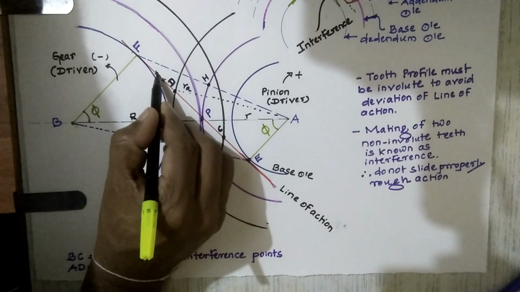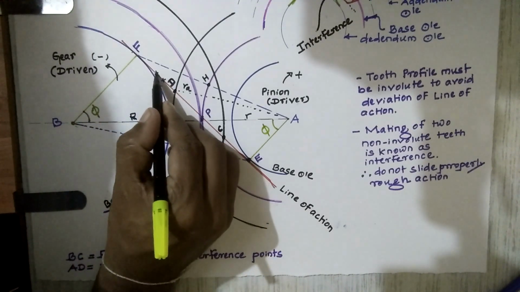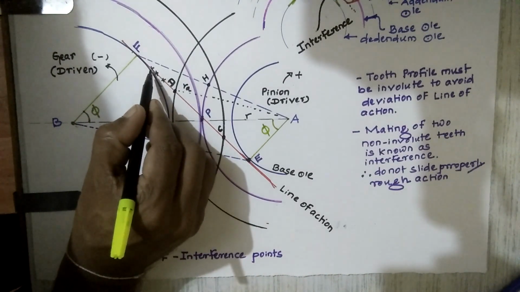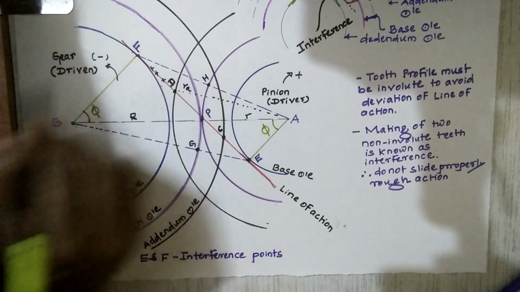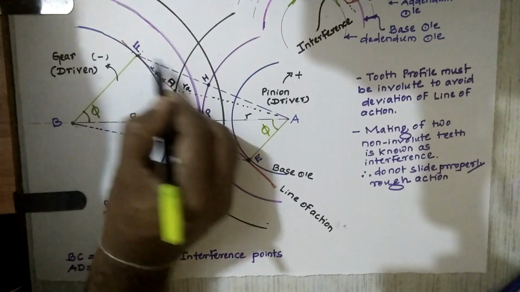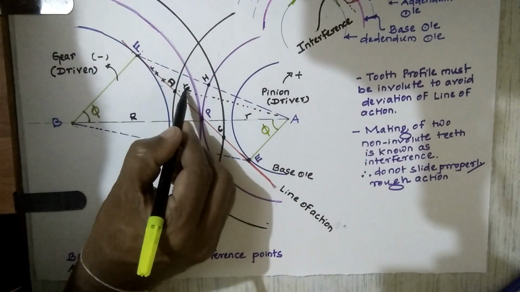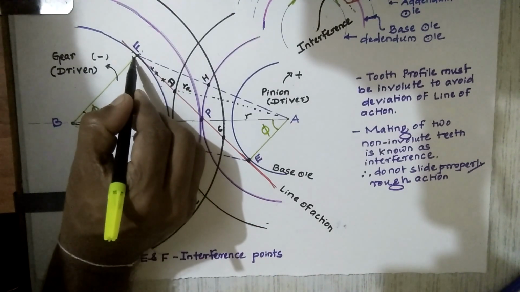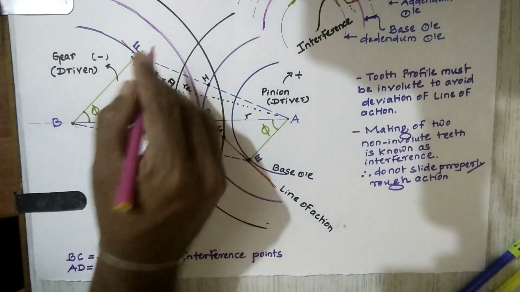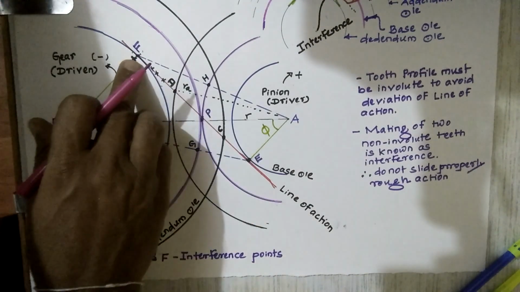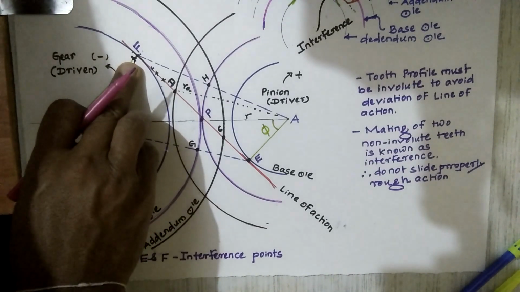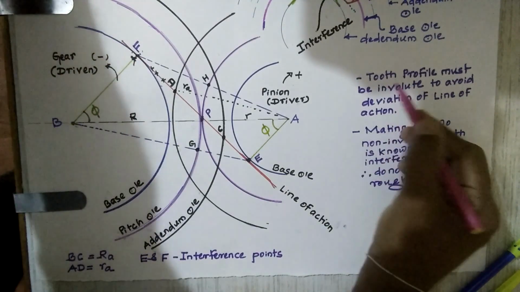Because this point of contact, disengagement, whatever the thing, is above the base circle. When it comes here, still interference will not occur. But exactly when it comes to this point F, this is the interference point. Exactly at this point interference begins. If the radius RA increases, it falls below the base circle. If RA falls below this one, the radius increases below the base circle, and interference occurs. This should be avoided.